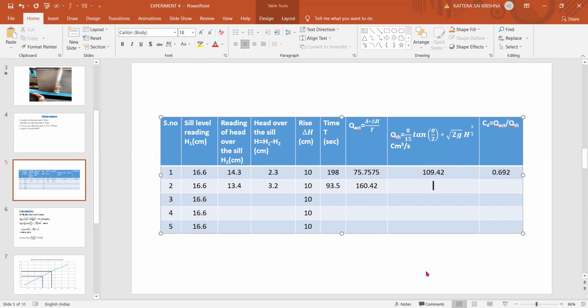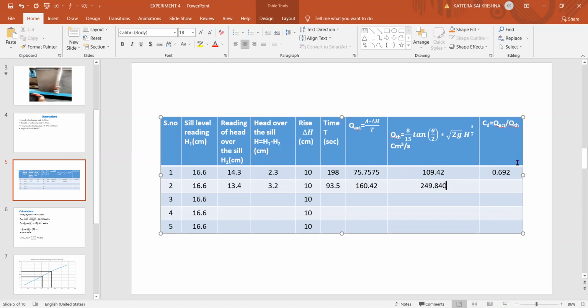Okay, sir. Right. Somebody else, you can tell me the second value. 249.8. One more digit. 249.840. Good. Right. Thank you. Next, 18 batch 358, Akash. Please tell me the coefficient of discharge for this second value.